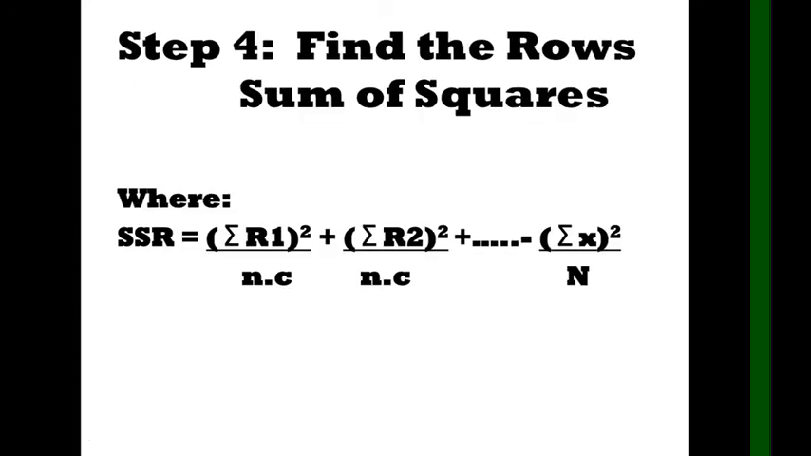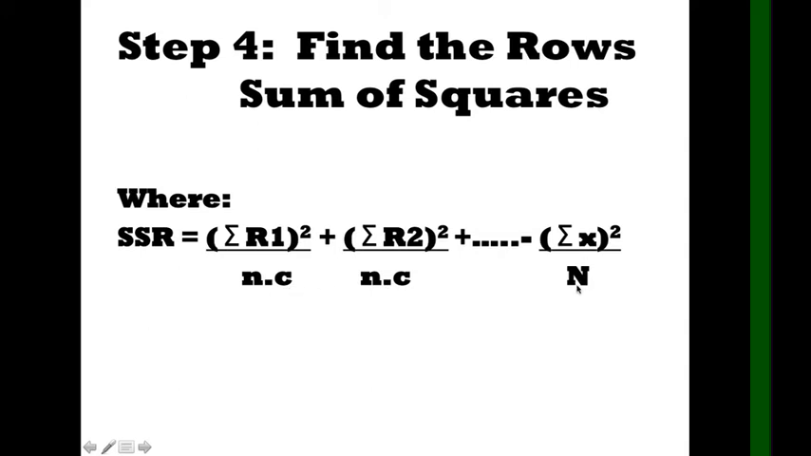And now, for step 4, find the row sum of squares. For the row sum of squares, we have the formula: summation of r1, which we already computed, squared over n times c. C is the number of columns. So we have 3 columns. And then we have summation of r2 squared over n times c. And then summation of x squared over n. Again, you will subtract the two.